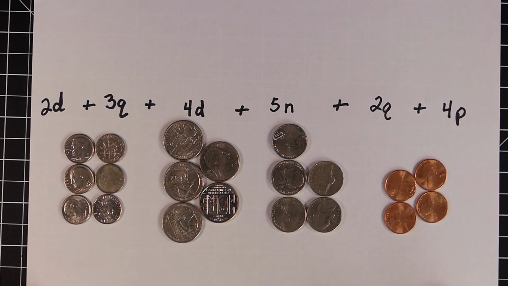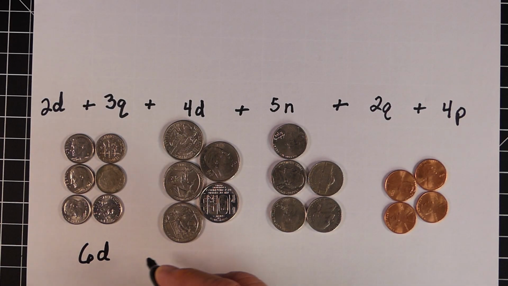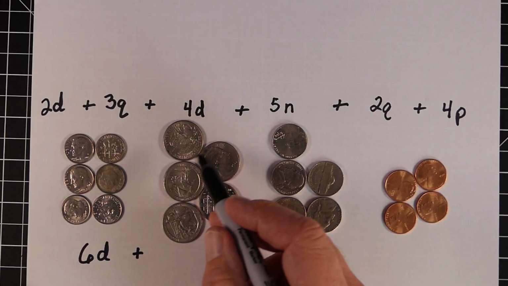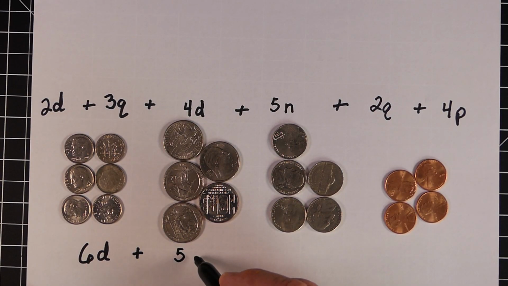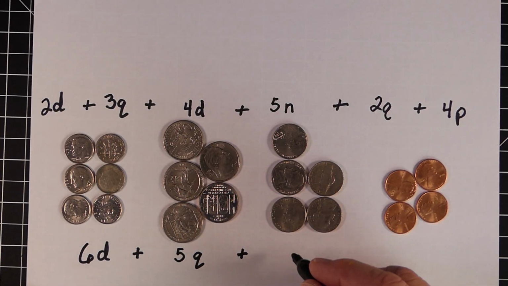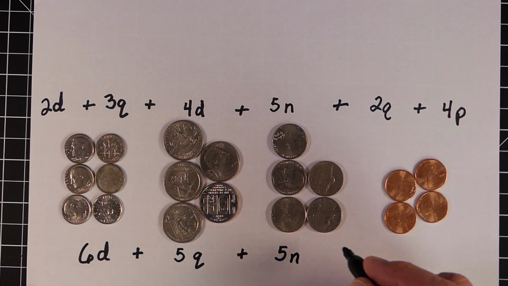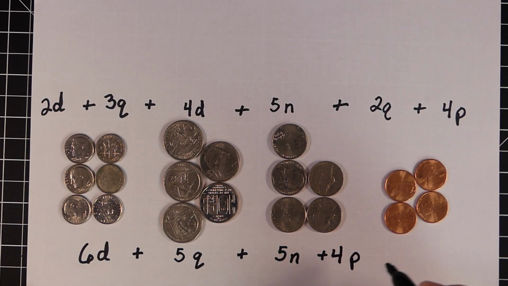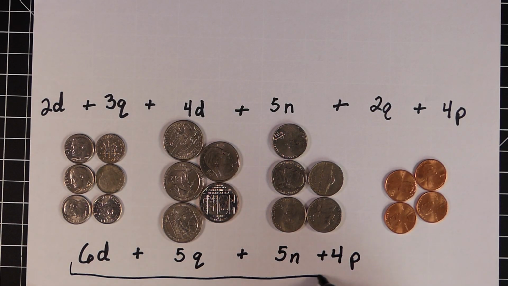Now, what I've just done is I've basically combined like terms. And if you look here, you can see there's 6 dimes, so 6d. There's 5 quarters, so 5q. There's 5 nickels, so we're going to add 5n. And then finally we have 4 pennies left, so it'd be plus 4p. Right here, this would be our simplified version.